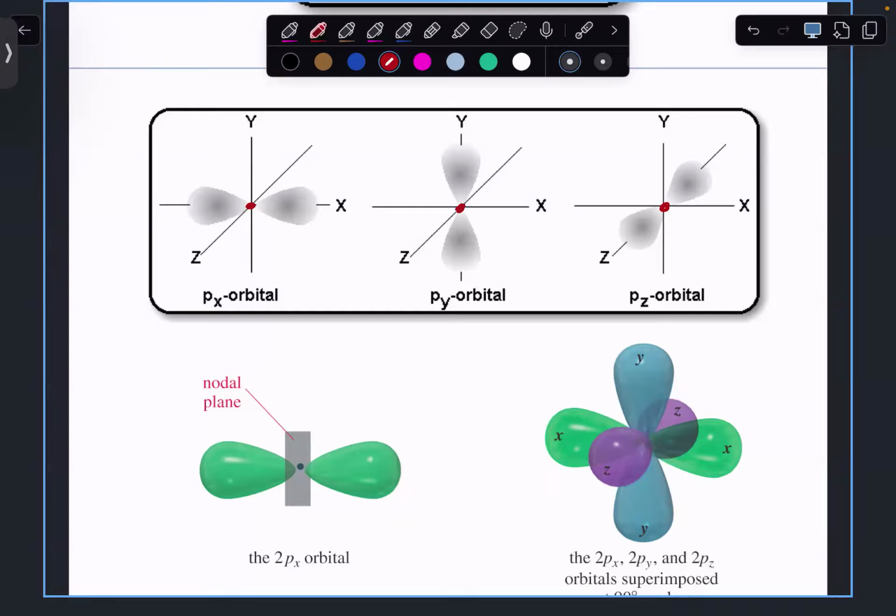And you can see that this is kind of illustrating the 3 different P orbitals all overlapping on one another. Okay. They are orthogonal to each other, 90 degrees apart.